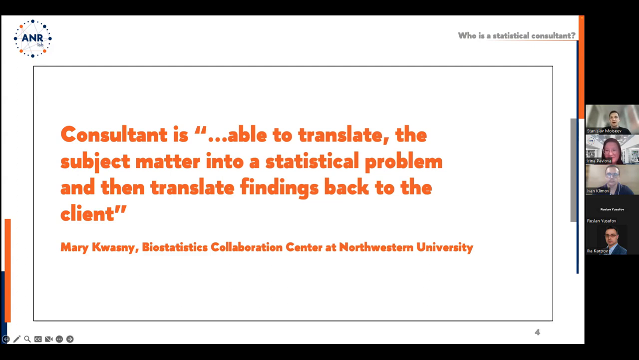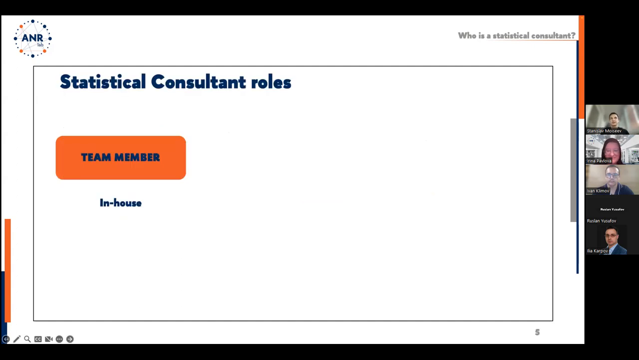Yeah. And going further, a consultant might play different roles. And usually these differences are based on the place which she or he occupies in the sense of employment. Sometimes consultants might be part of some team.